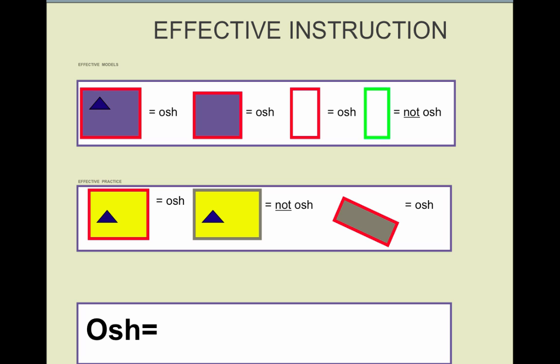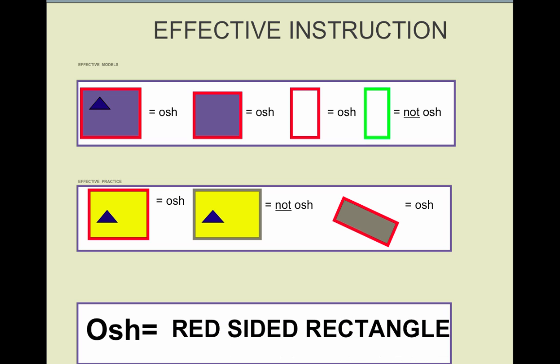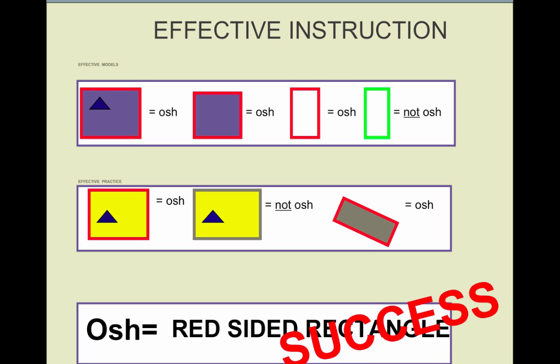So do you know what Osh is now? Most of you probably do. Osh are the red-sided triangles. Good job. You can see that giving some examples as well as some non-examples clarify the concept further and lead to mastery more quickly.